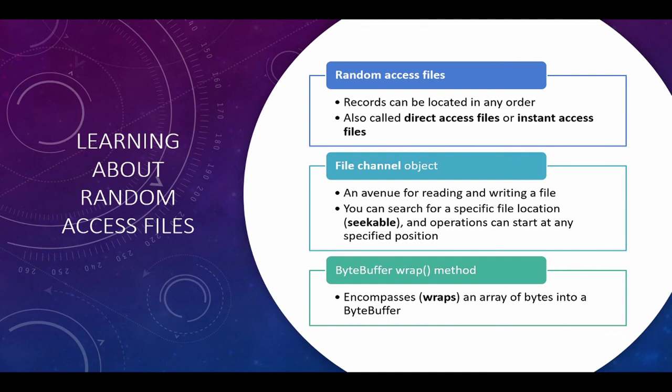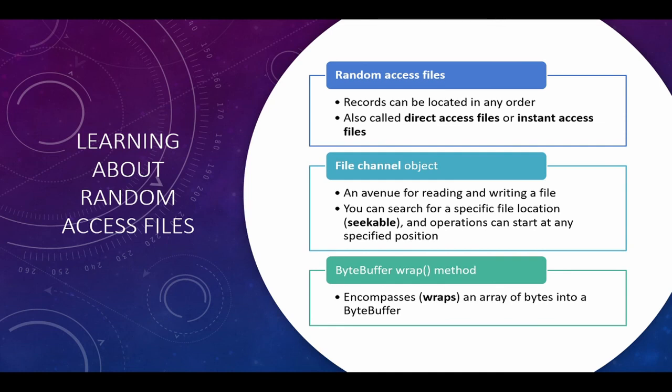So with random access files, the records can be located in any order. A lot of times we call these direct access or instant access. We use an object called a file channel. This is how you're going to be doing your reading and writing to these types of files. You can search for a specific file location, and you can start these operations at any location. Remember, when we used the buffered classes, we started at the beginning and went to the end. Very sequential. There are wrappers, so you can encompass an array of bytes into a ByteBuffer by using a wrap.